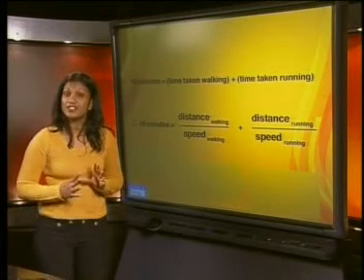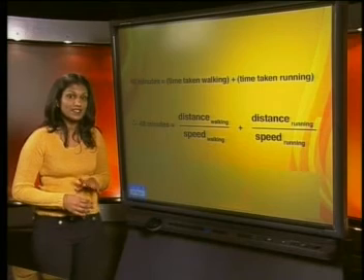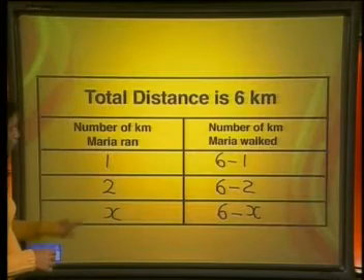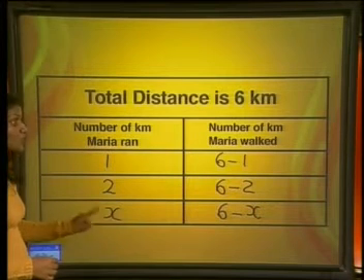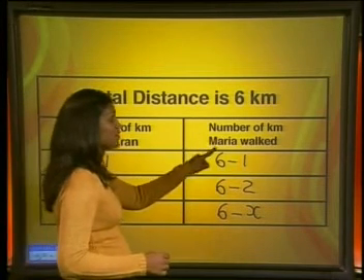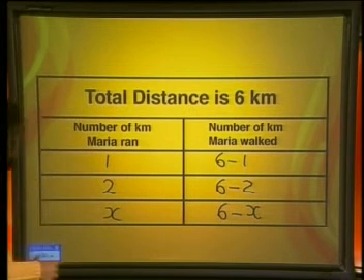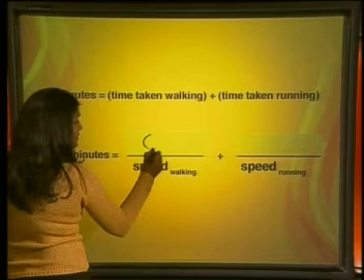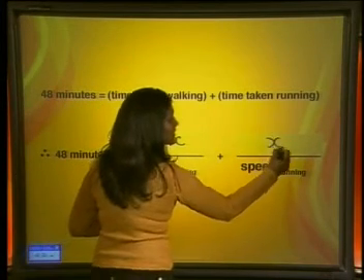We already know our distances, so we can substitute these in. Do you remember what the distances are? Let's go back to our table. We know that the number of kilometers that Maria ran was x. We also know that the number of kilometers that Maria walked is 6 minus x. Let's substitute these values into our equation. We know that she walked 6 minus x and she ran x kilometers.